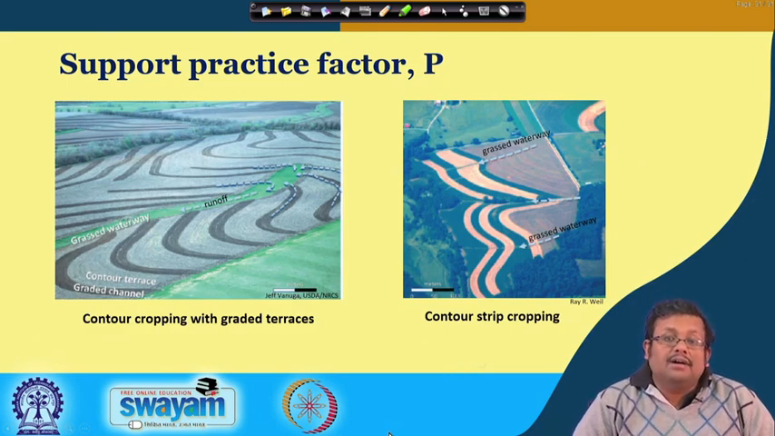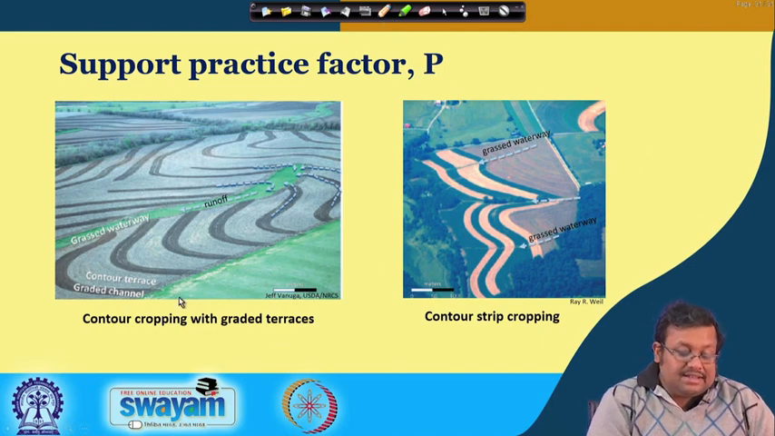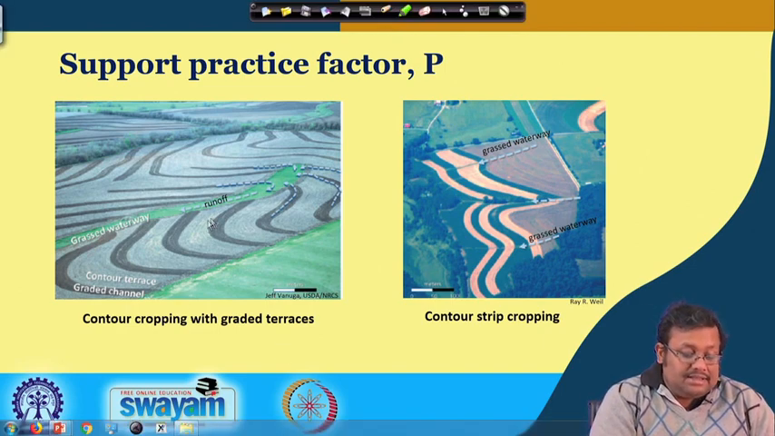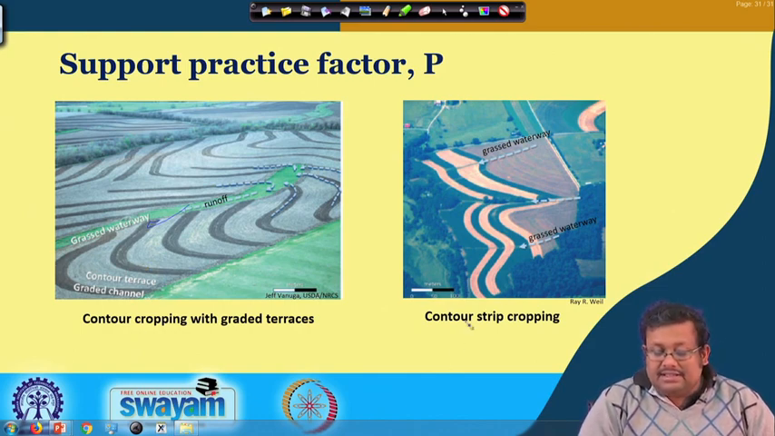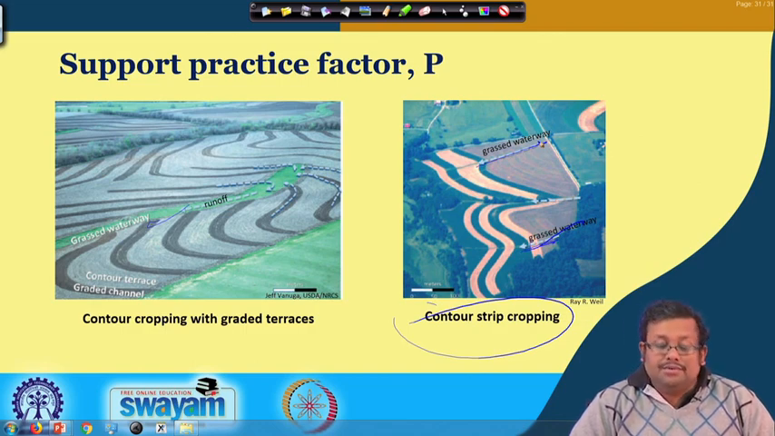So these are the pictures of contour cropping with graded terraces. You can see here graded terraces. This is the grassed waterway, and runoff is moving here, and these are the contour terrace and graded channels, and this is an example of contour strip cropping. Both these practices are very helpful for reducing soil loss through erosion by water agents.